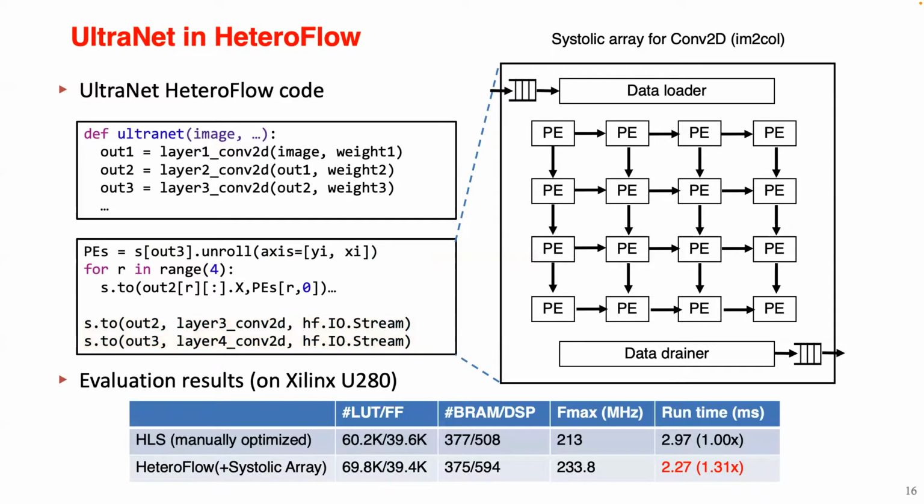Let's look at the result. Compared with the manually optimized HLS code, the HeteroFlow version uses much fewer lines of code, and we can achieve much better performance with more processing units for the kernel implementation. We can achieve in total 1.31x speedup compared with the manually optimized HLS code, which is quite impressive.